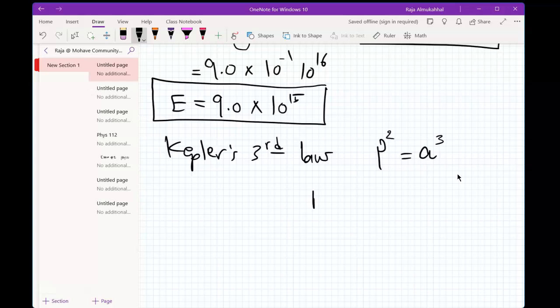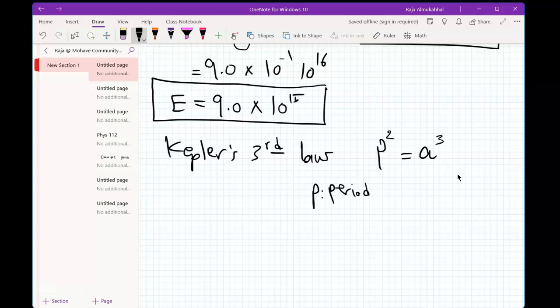Where P here is the period. Period means the time it takes to complete one cycle. For example, it takes Earth 365 days to go around the sun, so we call that the period of the Earth. The period of the Earth is 365. Or the period of the moon around the Earth is 29 days, and so on. So the time it takes an object to go around in one orbit, the cycle, is called the period.